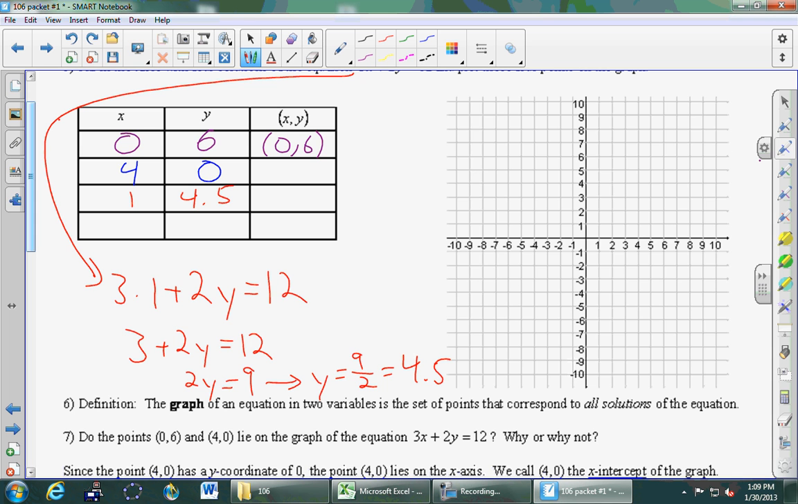So I've got 3 points, and I'm going to plot those 3 points, and I think that we are good at plotting points, so we won't take too long to plot them. 0, 6. Is it straight right or straight up? Point 0, 6. Where is it? Everybody point. Straight to the right or straight up?